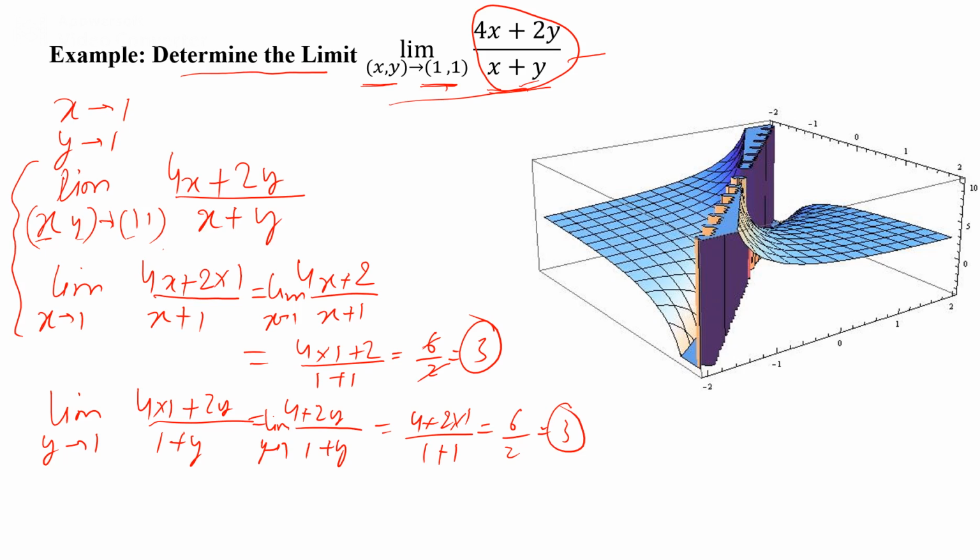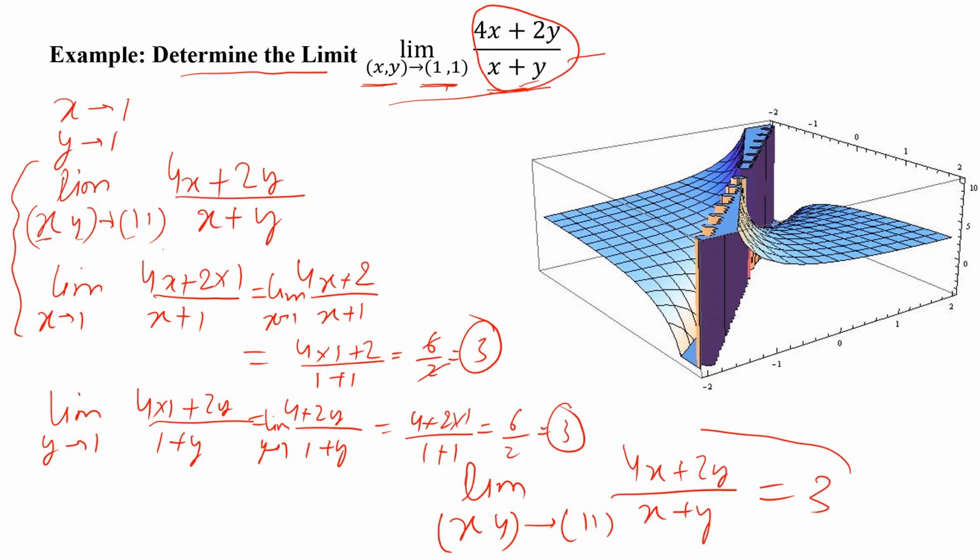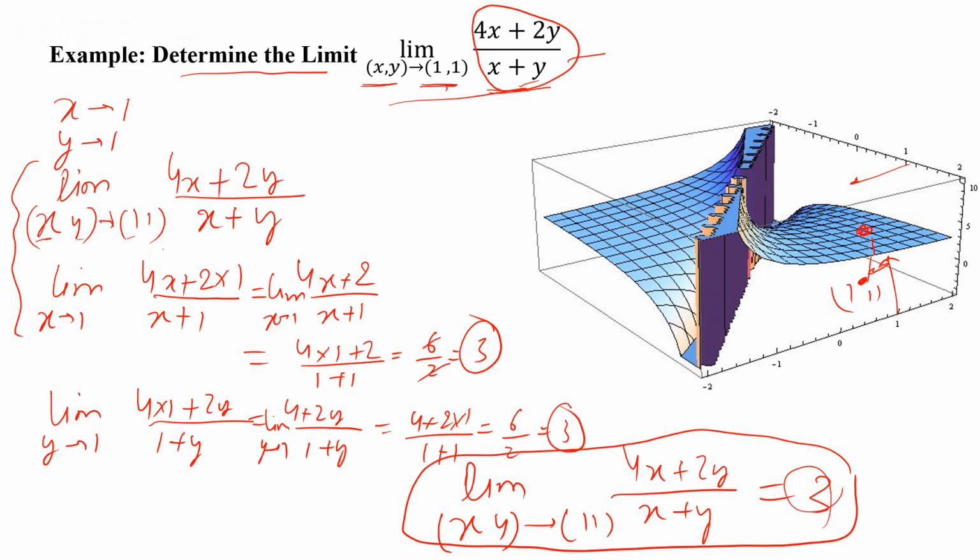So we can say the limit when (x, y) approaches (1, 1) of that particular function (4x plus 2y) upon (x plus y), we get 3. So the limit of that function at that point is 3. If you see that diagram, when the limit approaches (1, 1), we can say somewhere here we get value 3. So the limit exists and is 3.